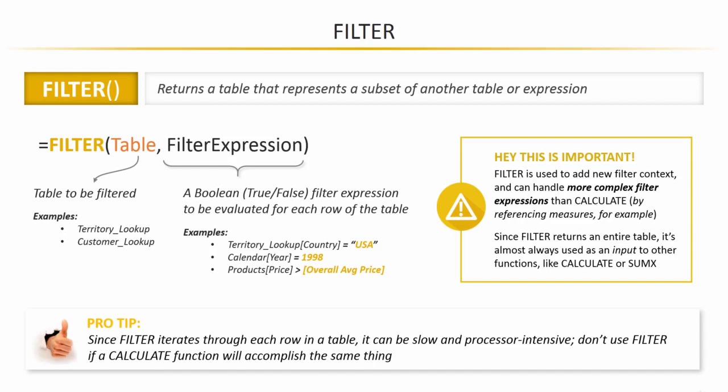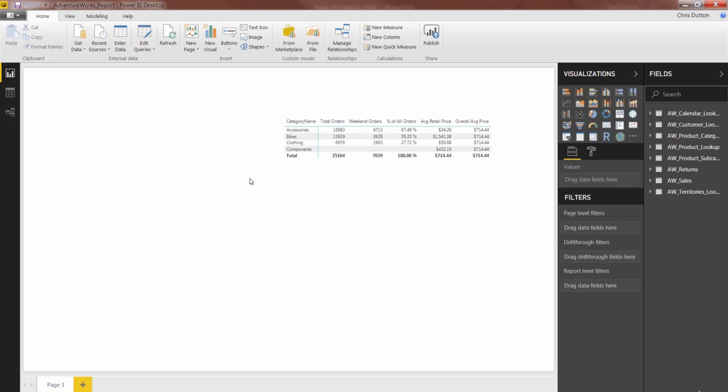So let's open up our AdventureWorks file and practice creating a brand new measure using this filter function. Once you're back in your AdventureWorks report, remember that we added this overall average price column by combining calculate and all. Now, using that column, I want to create a measure that will calculate our total orders, but only for products that are greater than the average price.